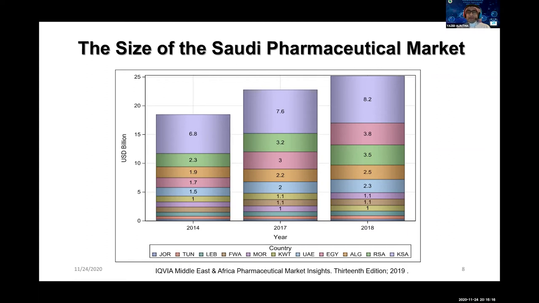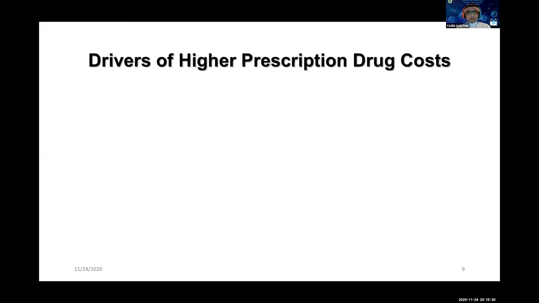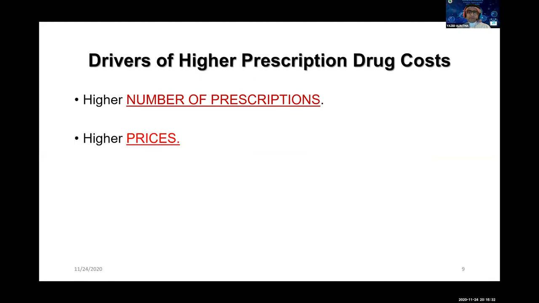The rate at which the spending on different pharmaceuticals is increasing is not sustainable if we think about the way we are funding healthcare currently. So what are the drivers of high prescription drug costs? First, we are prescribing more medications. We have a higher volume of prescriptions, and higher prices. Even the old medications, the essential medications, we have seen their prices inflated in different countries.